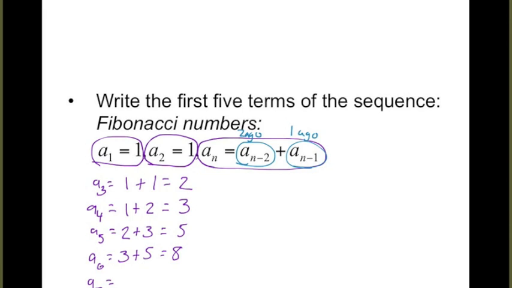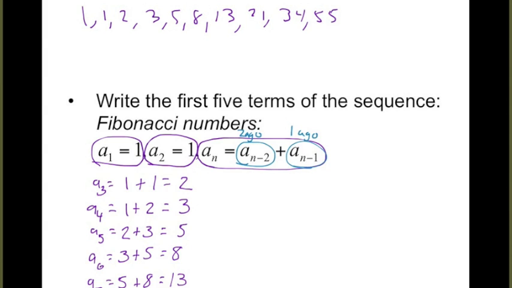And a sub 7 takes 2 answers ago, 5, adds it to 1 answer ago, 8, and that gives 13. This sequence of numbers also has a special name. 1, 1, 2, 3, 5, 8, 13, 21, 34, 55, 89, 144, etc. They're called the Fibonacci numbers.